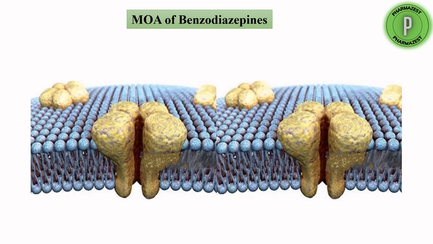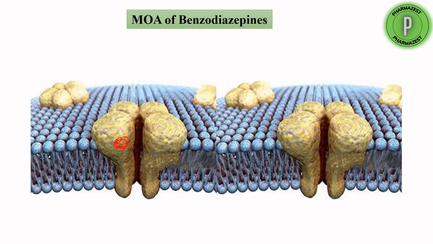Now coming to the mechanism of action of benzodiazepines. So the mechanism of action of benzodiazepines is somewhat similar to barbiturates as we have seen in the previous video. The only difference is here on the GABA receptor site there is another site for the benzodiazepine receptors, as you can see here. So there is another receptor site for these benzodiazepines to bind. This is known as the benzodiazepine receptor site.